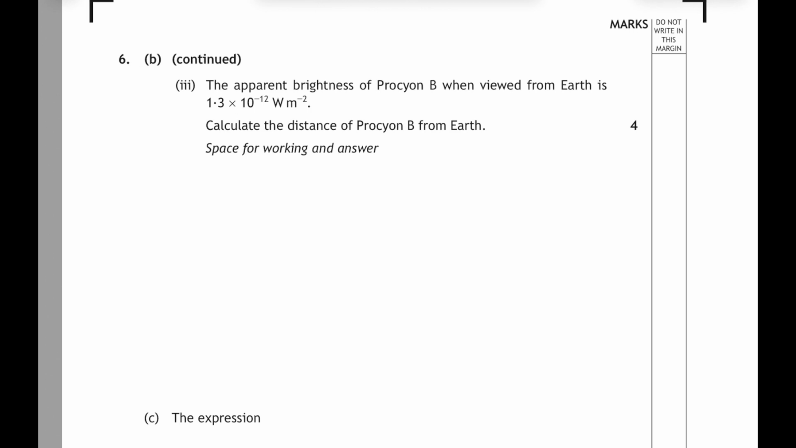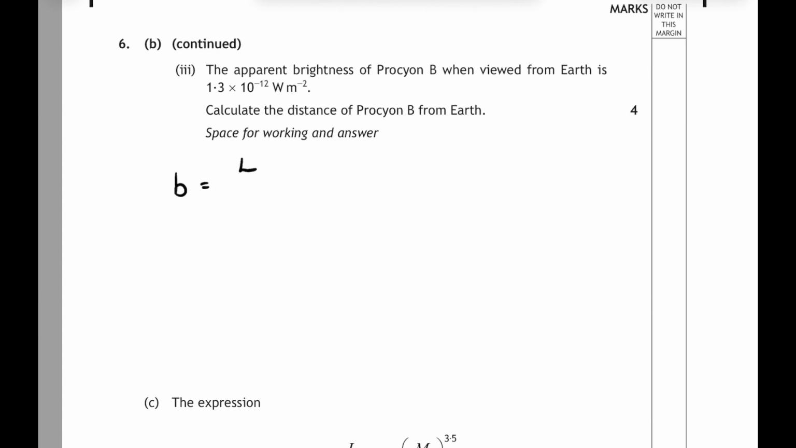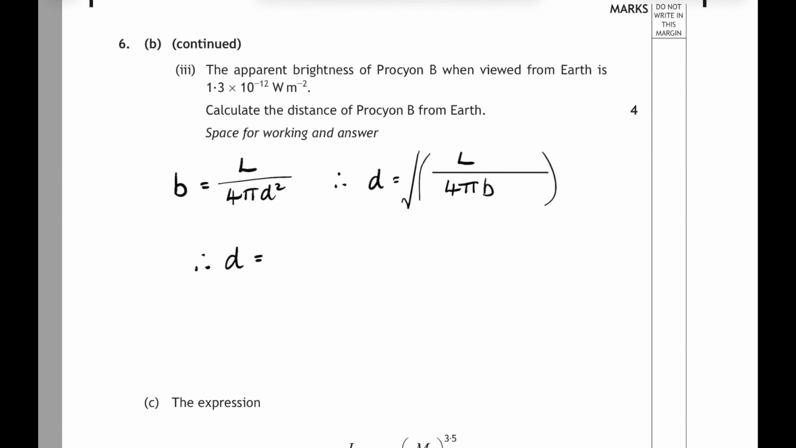So it's a relationship for apparent brightness we're looking for. That's B equals L over 4 pi d squared. I'm going to rearrange it first. So d is the square root of L over 4 pi B. But remember, it's a much better idea to substitute the numbers first, so you can guarantee that you'll get the first 2 marks, and then rearrange it. Anyway, we've rearranged it, so let's sub the numbers in.